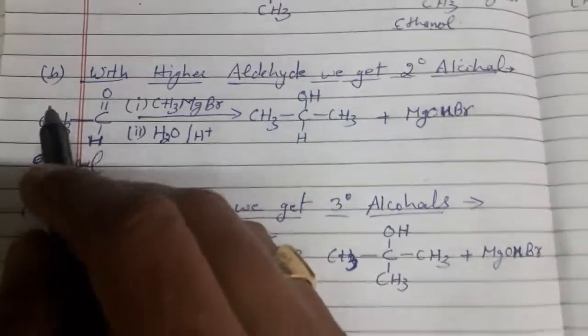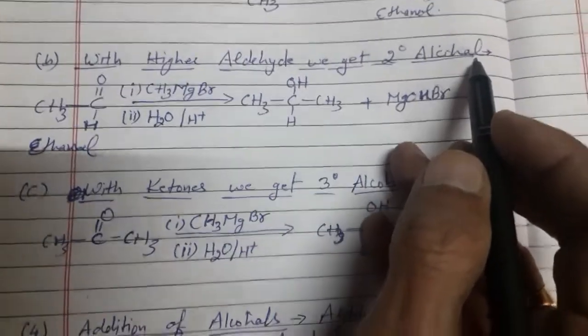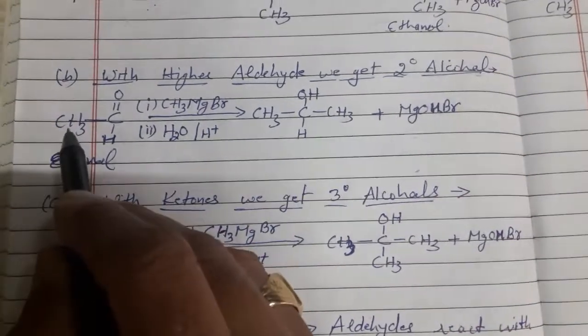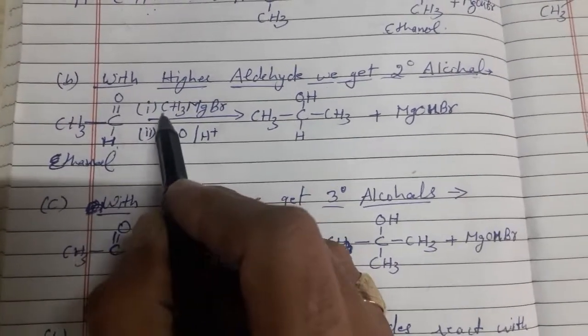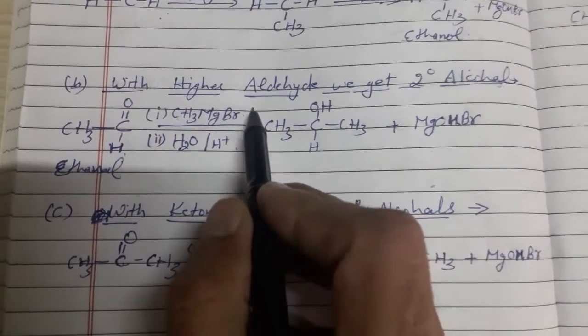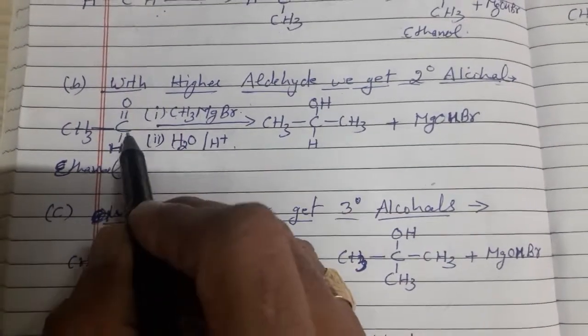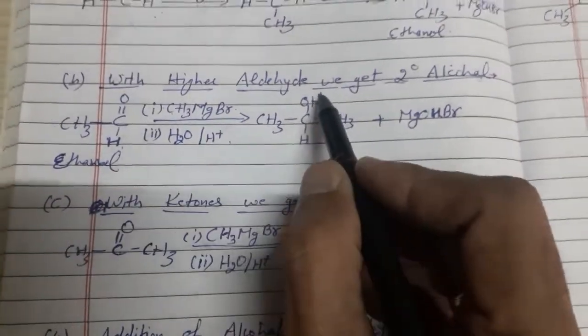The same treatment, when we do it with aldehydes, gives secondary alcohols. So let us take a higher aldehyde, that is ethanal, CH3CHO. So here, same methyl magnesium bromide and acidic hydrolysis. What will happen? This CH3 will be attached to the carbon like this and H will be attached to oxygen.